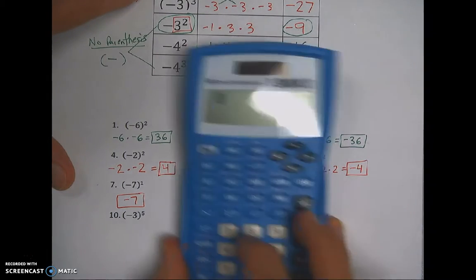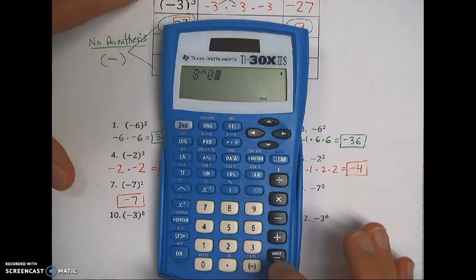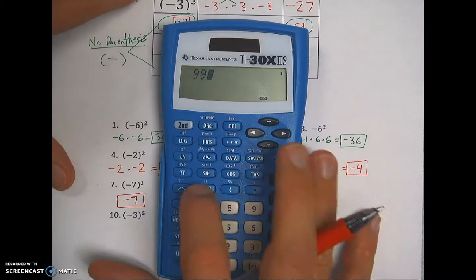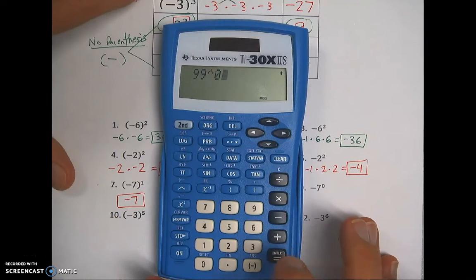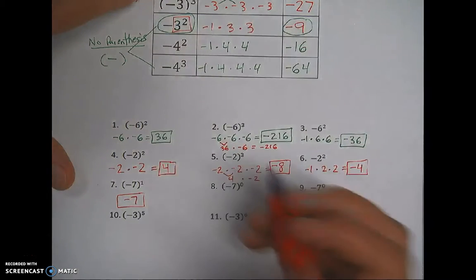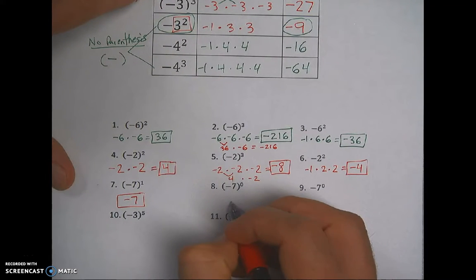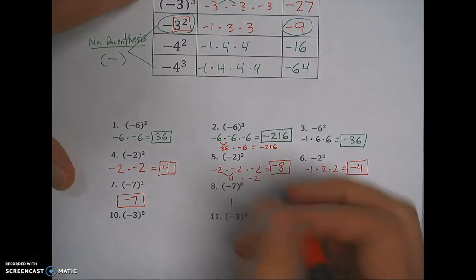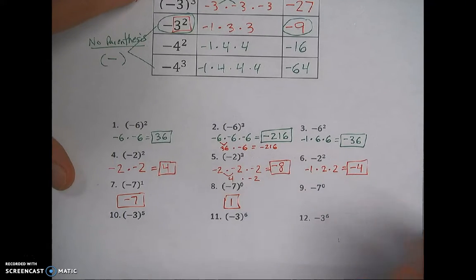You can try it in your calculator. Anything. 8 raised to 0 is 1. 99 raised to 0, okay, is 1. So -7 raised to 0 is 1. That's the answer. Anything raised to the 0 is 1.